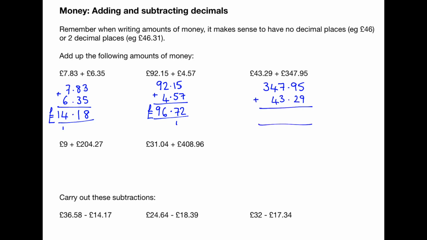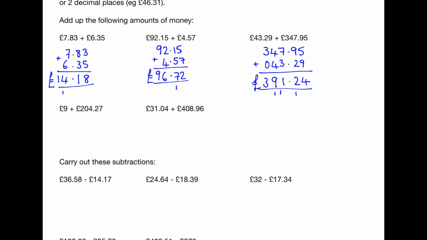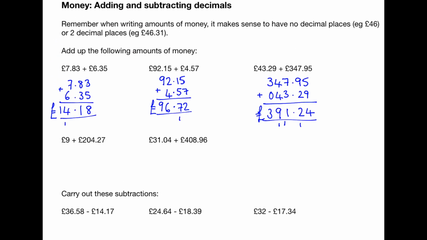It doesn't do any of us any harm to have a little bit of a reminder of this kind of thing, does it? So adding up, 5 and 9 is 14. So write down the 4, carry the 1. 9 and 2 is 11. Add the 1, makes 12. 7 and 3 is 10. Add the 1 is 11. 4 and 4 is 8. Add the 1 is 9. And 3, there's nothing there. If we wanted to, we can fill that in with a 0. Doesn't matter. And we end up with £391.24. Okay. So remember, I've put a little note here actually.